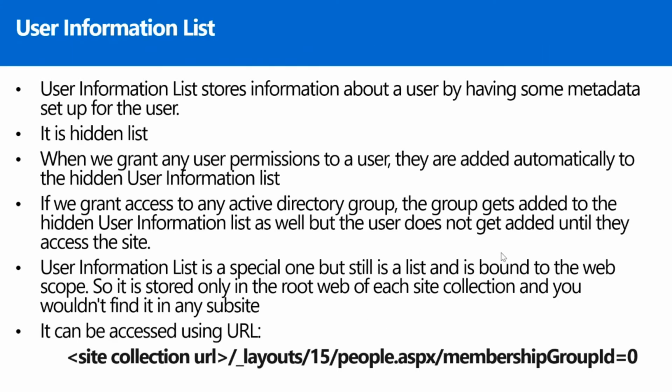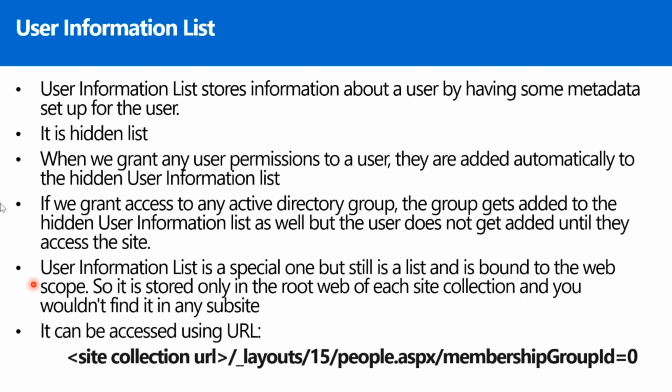Now, it is also worth noting that the user information list is scoped at site collection level, which means it is stored at site collection level and not at any subsite level. Yes, we can access it by giving the subsite URL and then this URL, which is _layouts/15/people.aspx?MembershipGroupId=0. But whatever changes you make to the user in this list are actually happening at site collection level, not really at subsite level.